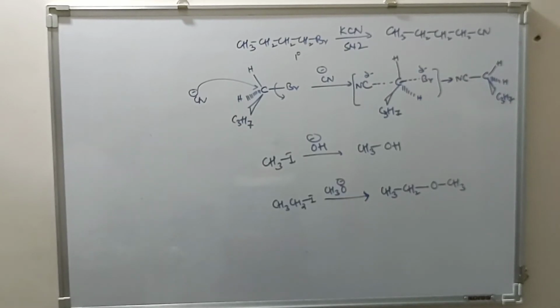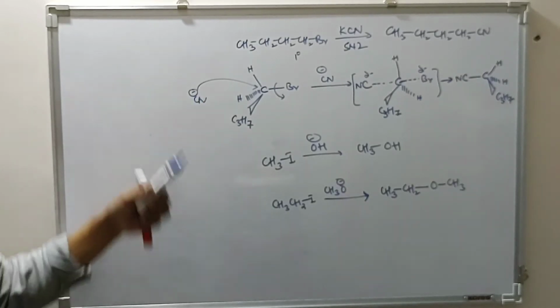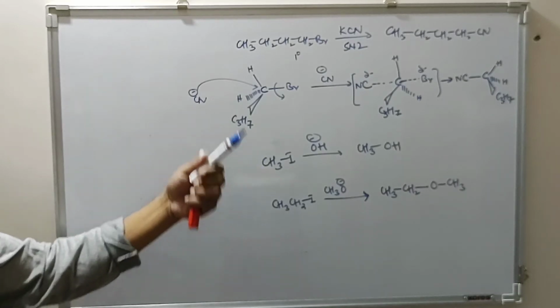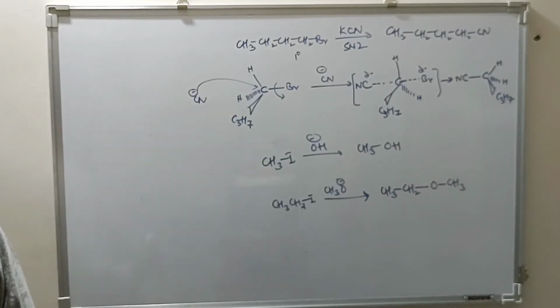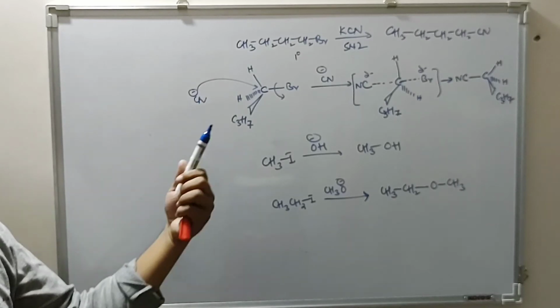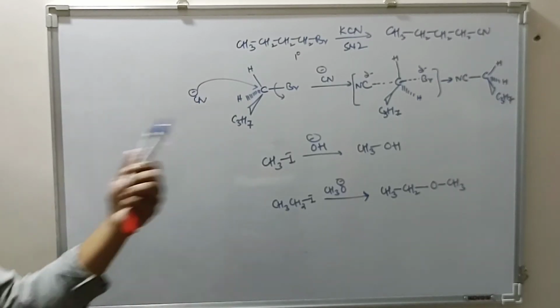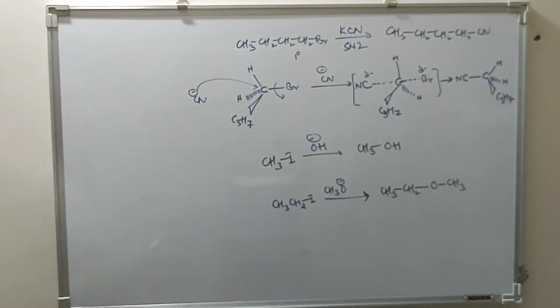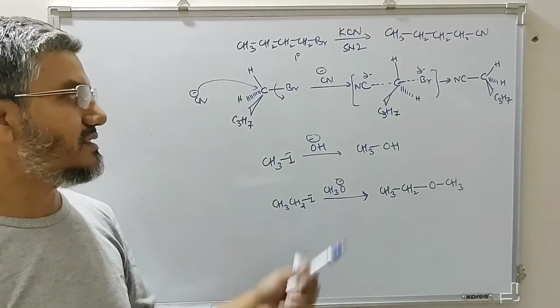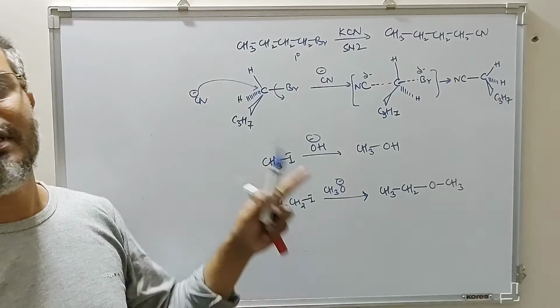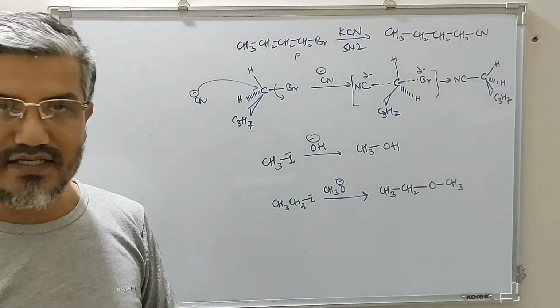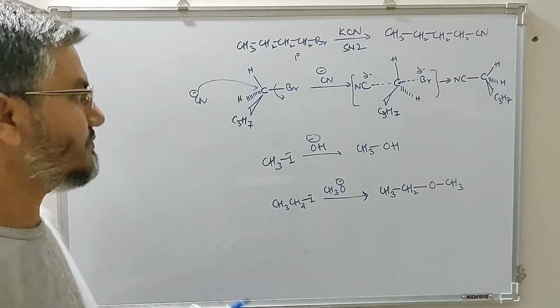Now I'll just give you the energy diagram for this SN2 reaction. We have told you this occurs in a single step reaction leading to the formation of a transition state. Any factor which increases the stability of the transition state will increase the rate of reaction. Any factor which decreases the stability of the transition state will decrease the rate of SN2 reaction.